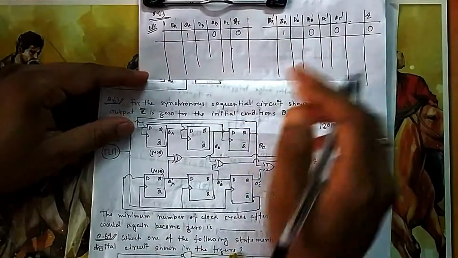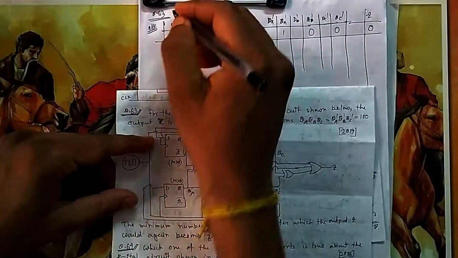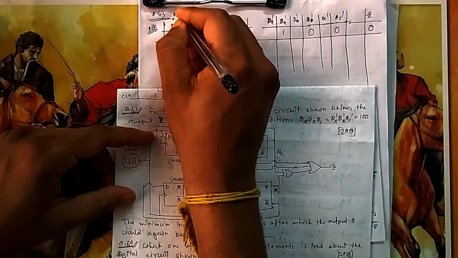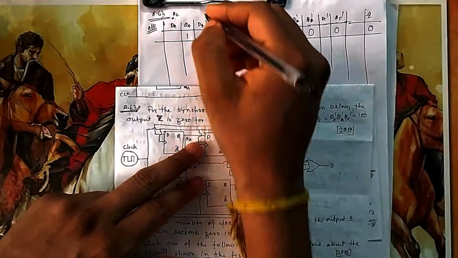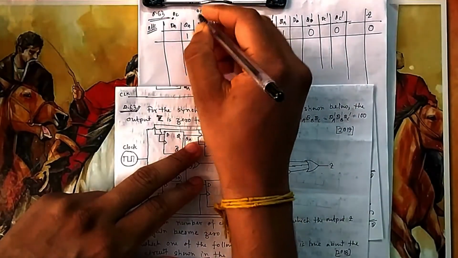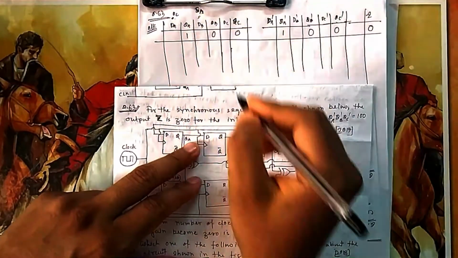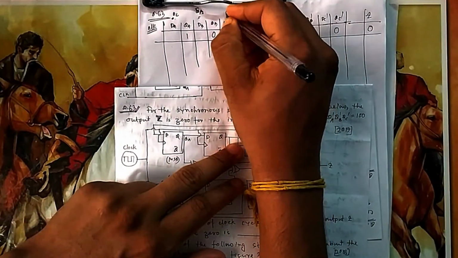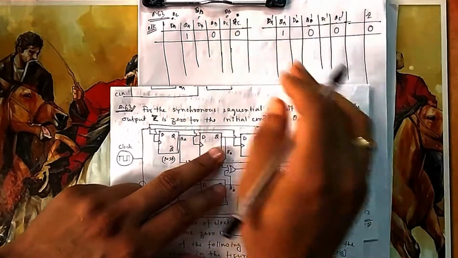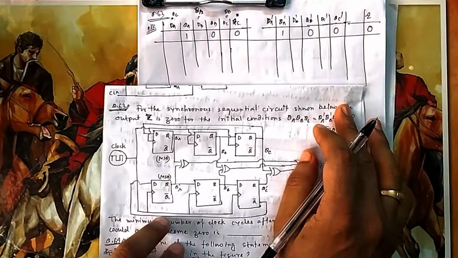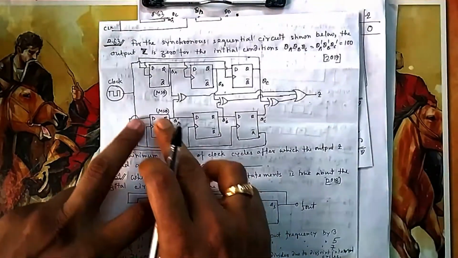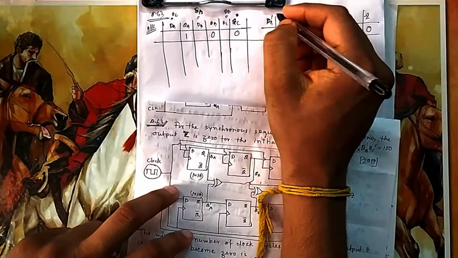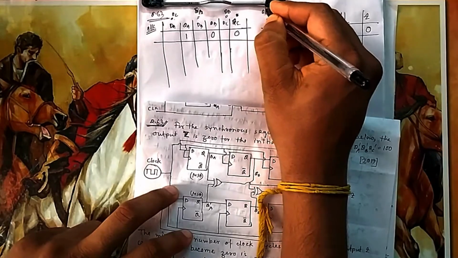So let me write what DA, DB, DC are, because it will be helpful. DA is nothing but QC, you can see. So whatever QC is, that will come. DB is nothing but QA, so it will come from this one. And DC is nothing but QB, so you can directly write it. Similarly, your DA dash will come from QC dash.